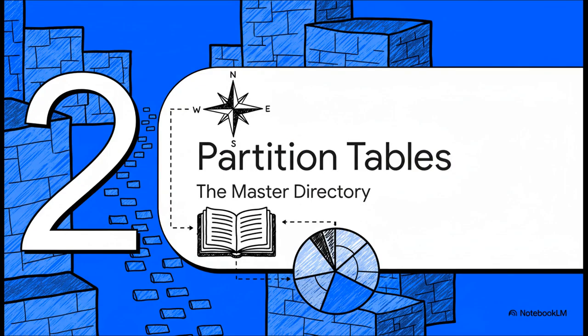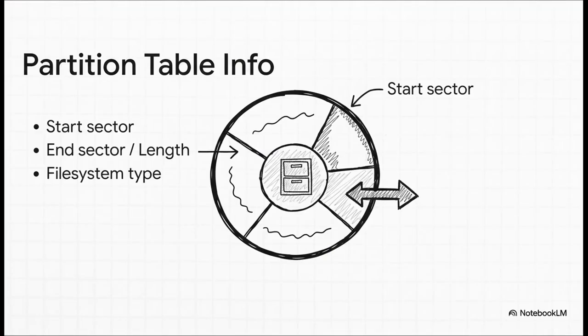Okay, so we've got our walls up. The library is divided into big sections. But how does the computer know where these sections are? Well, it needs a map, right? A master directory that sits right at the very front of the library. And this map is called the partition table. And what's kind of wild is just how simple this map is. For every single one of those partitions we made, it only needs to know three basic things. Where does it begin? Where does it end? And what kind of organizational system, or file system, is being used inside it? That's it. This is the simple, elegant blueprint for the entire disk.